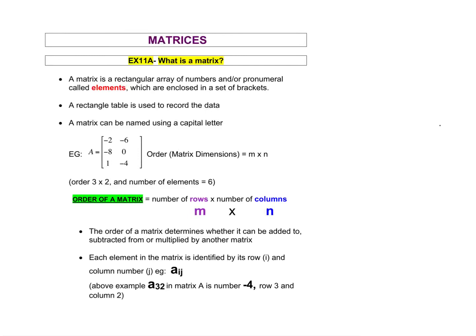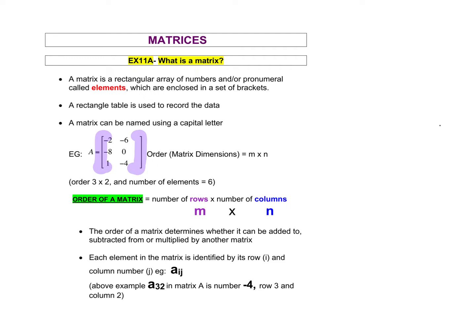So we're starting with matrices today. We're going to look at different types of matrices and what a matrix is. A matrix can contain numbers or letters, and it's a set of data put inside these rectangular borders. It's used a lot in computing and things like that. So we put data in.